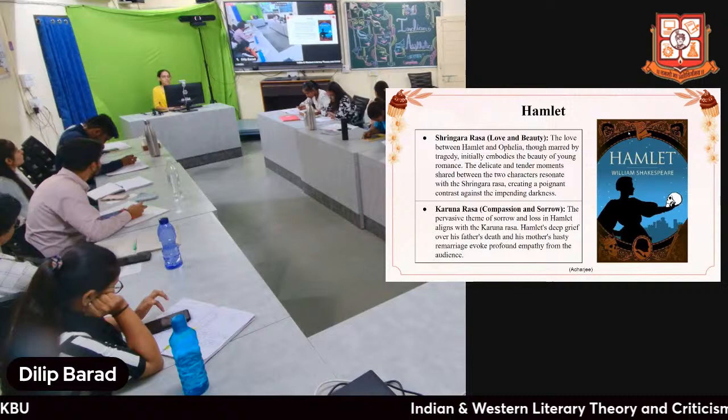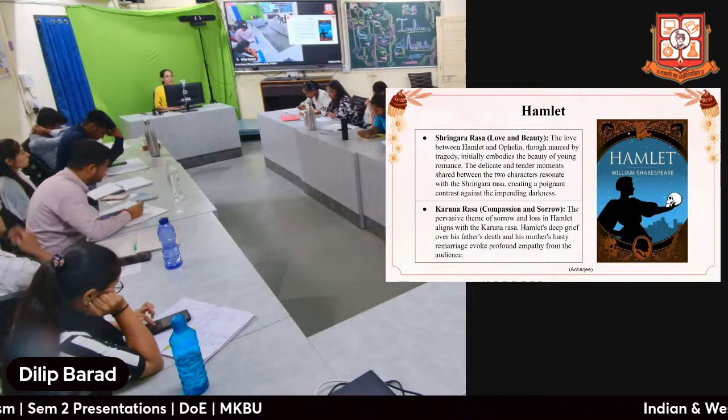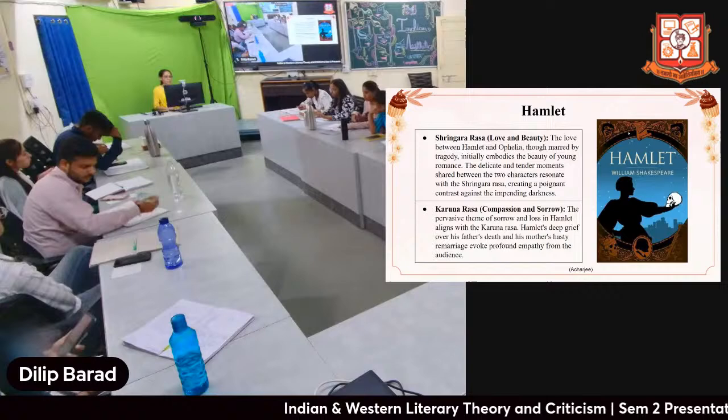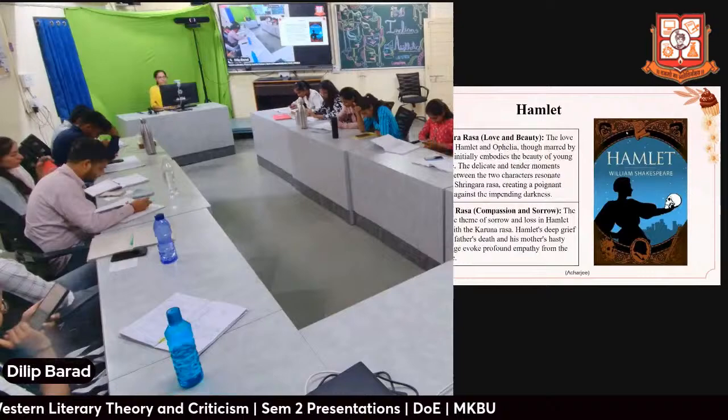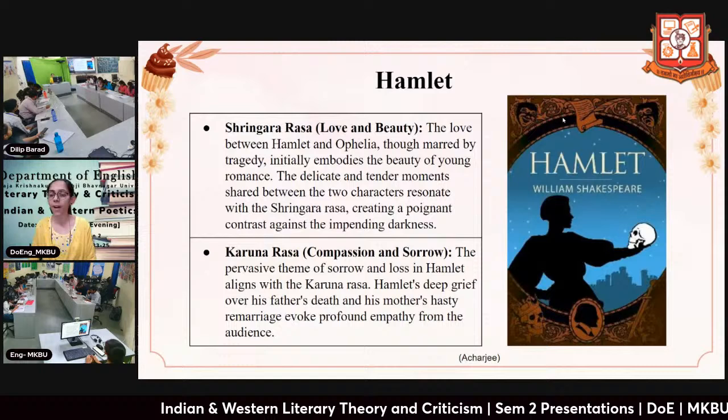Two Shakespeare tragedies, Hamlet and Macbeth, which I discussed. First, Hamlet. First, Shringar: Hamlet and his beloved Ophelia see love, so Shringar is explored. Second, Karuna Rasa, compassion and sorrow. The pressing theme of sorrow and loss in Hamlet aligns with the Karuna Rasa. Hamlet's deep grief over his father's death and his mother's remarriage evokes profound empathy from the audience.